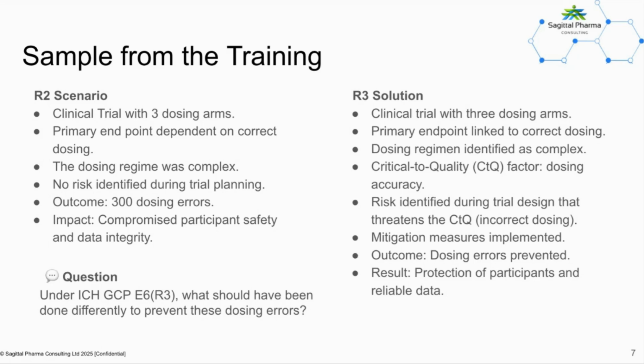The result: dosing errors are prevented, participants are protected from over or under dosing, and data integrity is maintained because the primary endpoint remains valid.